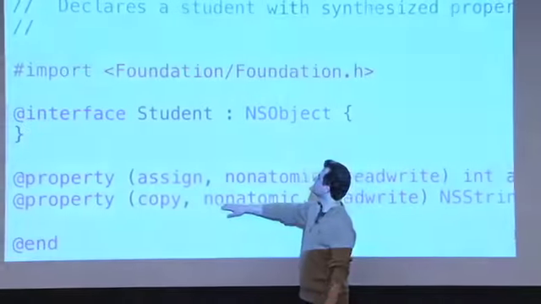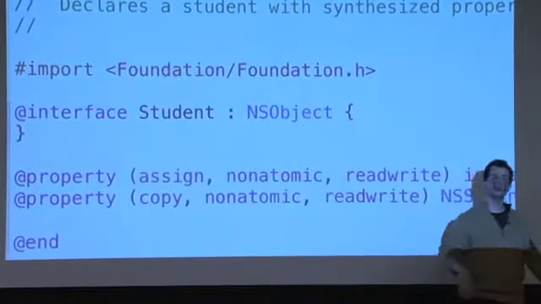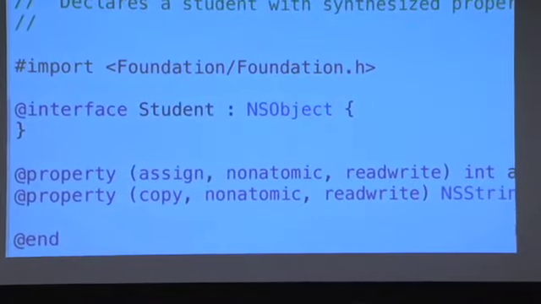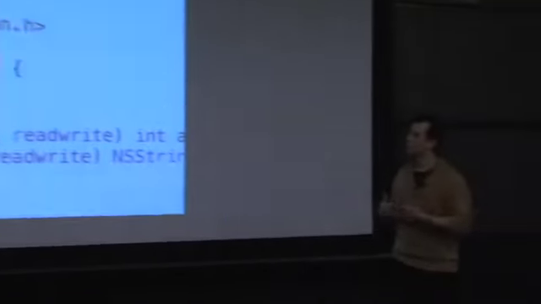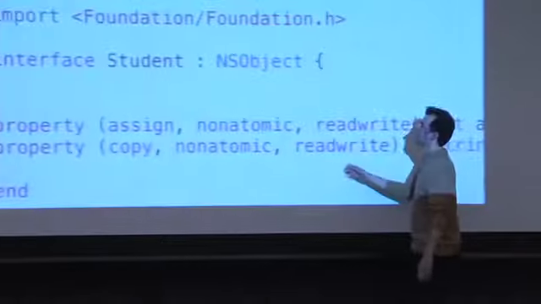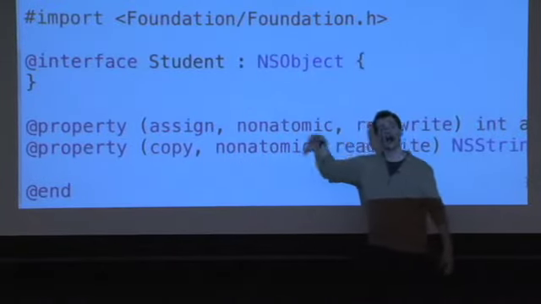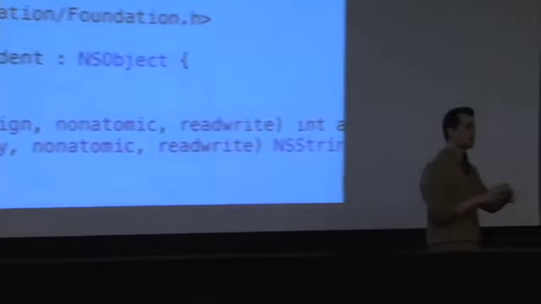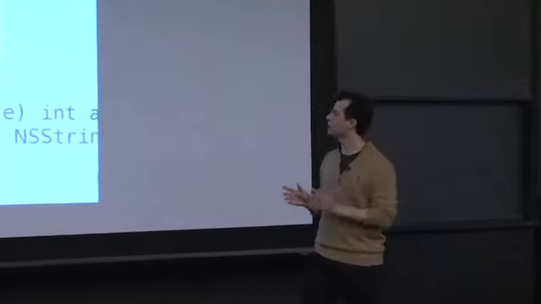Nonatomic, for our purposes, is almost always fine to use. It specifies that you're not using multiple threads. You won't potentially run into race conditions. So there's a slight performance benefit of saying, I don't need atomicity around this instance variable. It's fine to just leave that special code out, as I did manually.